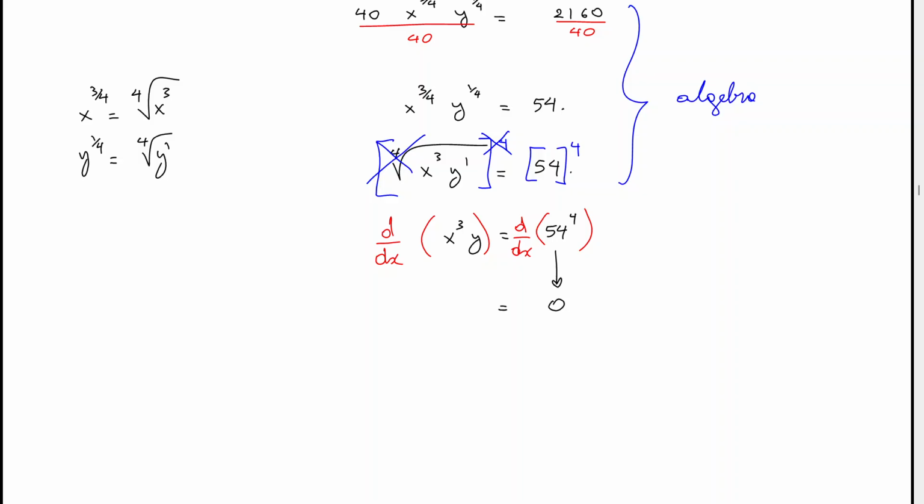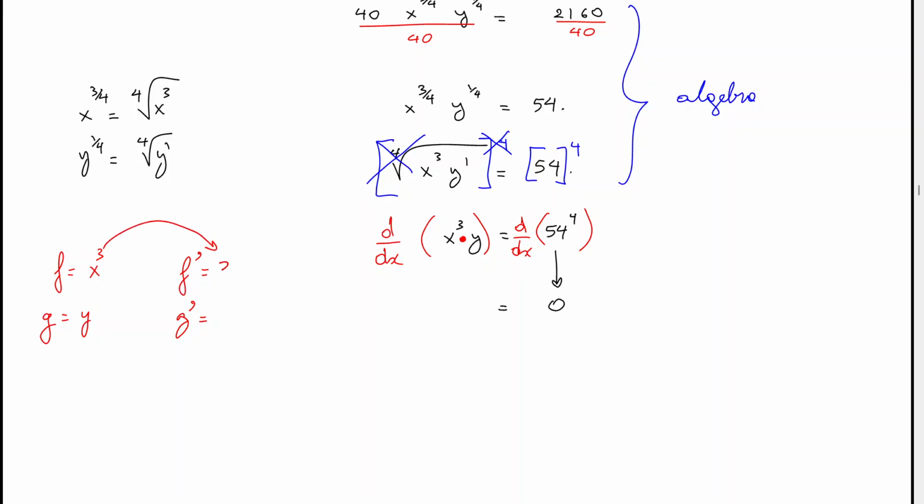Now, on the other hand, I've got x cubed times y. So this is a product, and I'm finding the derivative of the product, so I need to do a product rule there. And remember, the product rule needs f and g, and f is the first term, which is x cubed, and g is the second term, which is y. So what's the derivative of f? What's the derivative of g?